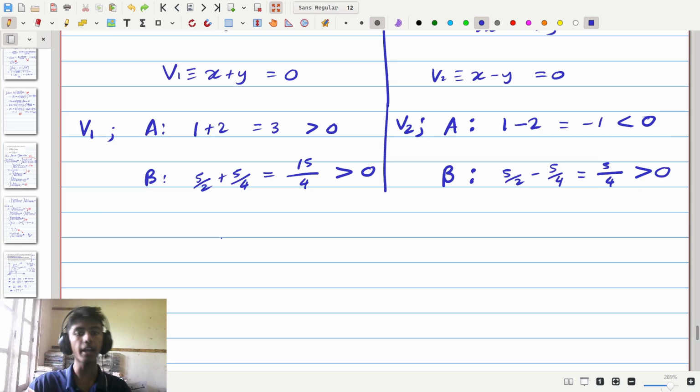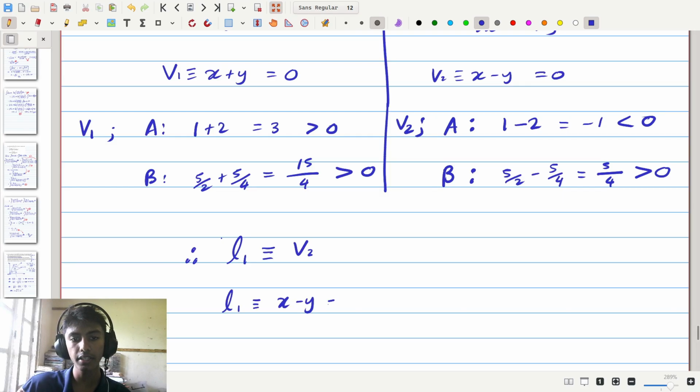Now this means that A is on one side of the line V2 and B is on the other side of the line V2, and since V2 is one of the angle bisectors of OA and OB, this must be the angle bisector we're looking for, which is L1. So therefore L1 corresponds to the line V2, and therefore L1 is given by x minus y equals 0.